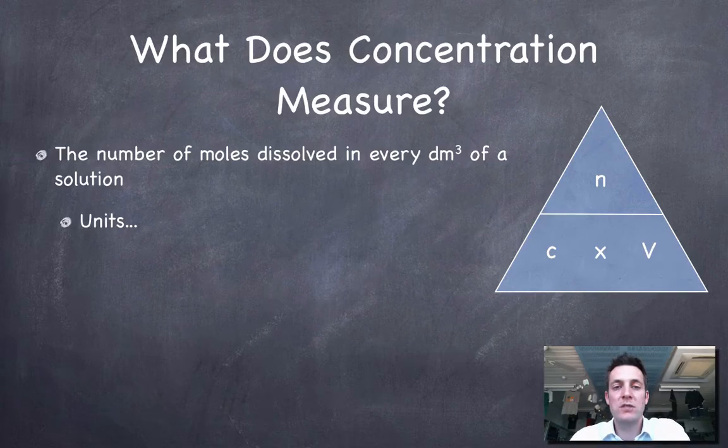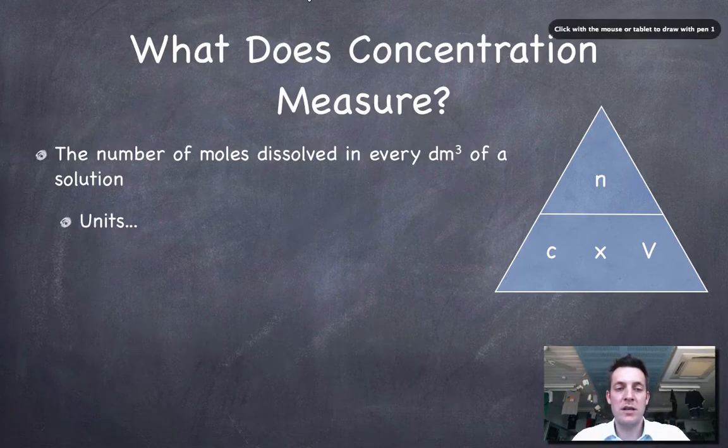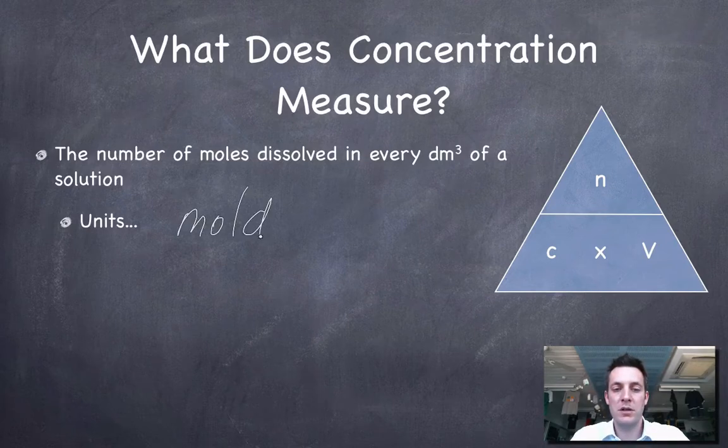Okay, first of all, let's start off by looking at what we actually mean by concentration. Now, concentration is a measure of how much substance, measured in moles, I've got dissolved in every litre or every dm cubed of a solution. Okay, so in other words, it's telling us the number of moles per dm cubed. So the units are moles per dm cubed, or in other words, moles divided by dm cubed.